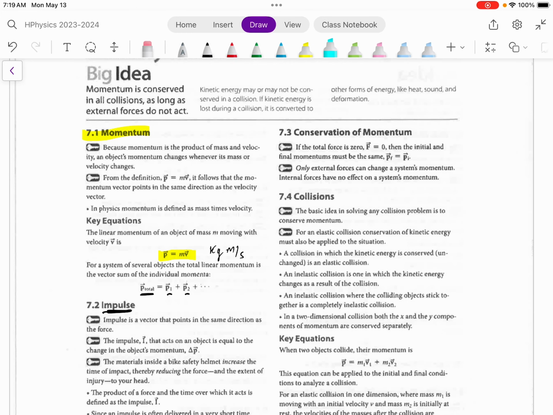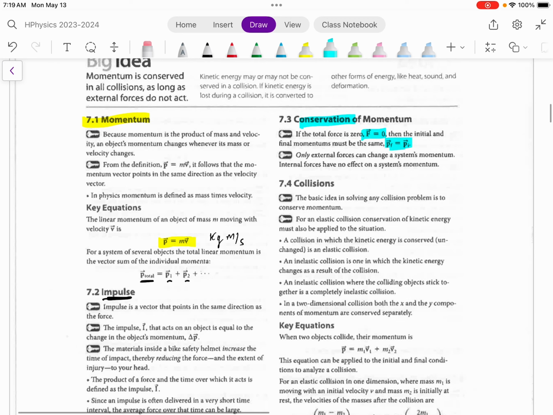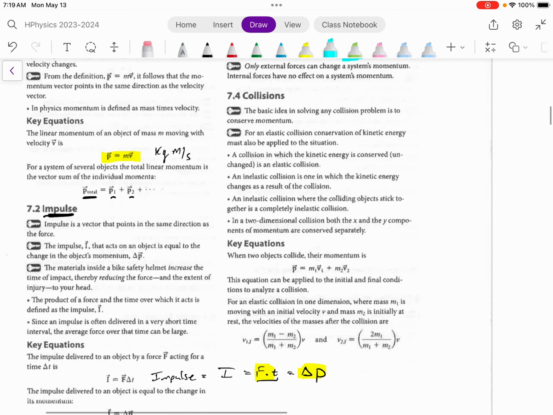So if there is no force acting on the system or an object, then the momentum will stay the same. In other words, the momentum is conserved. So the final momentum will equal the initial momentum. In collisions, for example, if I have two carts, let's say the velocity initial of one is 0 and the velocity initial of the other is v naught, and these carts stick together. That's a type of collision that we learned.